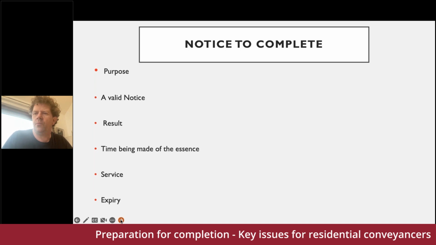Once a notice to complete has expired, the defaulting party can be liable to a claim for breach of contract. The seller client, assuming the seller is the innocent party, can retain the deposit, subject to a very important point. Section 49 of the Law of Property Act 1925 gives the court a discretion as to what is to happen with regard to a deposit.